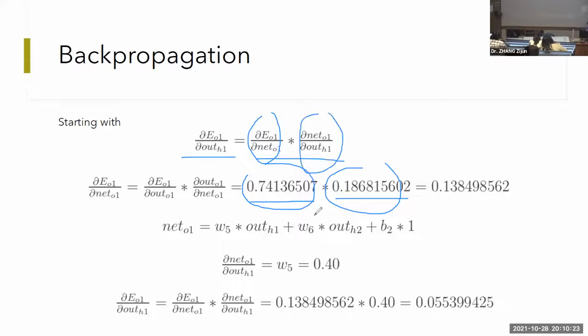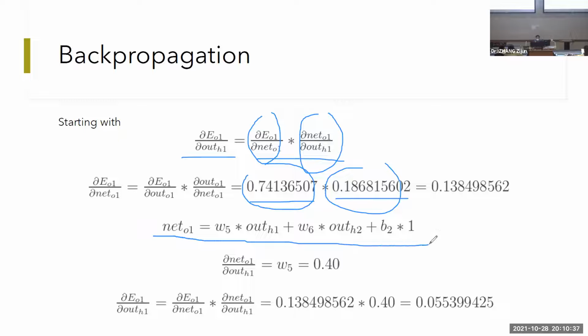Then next, the second term. Net O1, taking the derivative of net O1. The input of output node 1 is a linear combination of the outputs of 2 hidden nodes. So weight 5 multiplied by the output of hidden node 1, plus weight 6 multiplied by the output of hidden node 2, plus bias 2. So you take the derivative of this term against the output of hidden node 1.